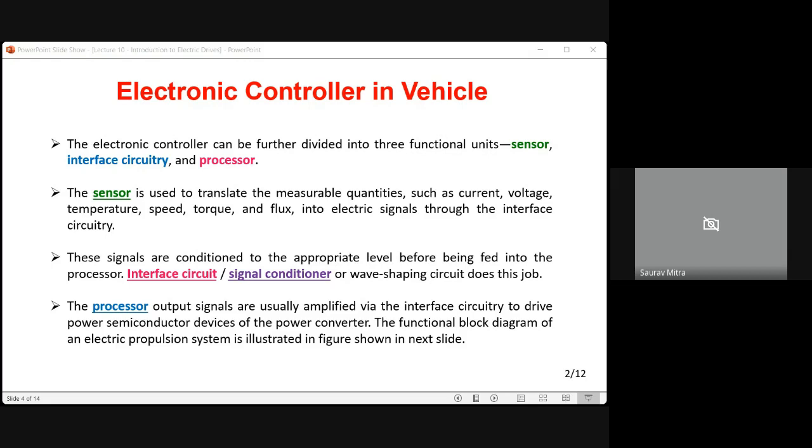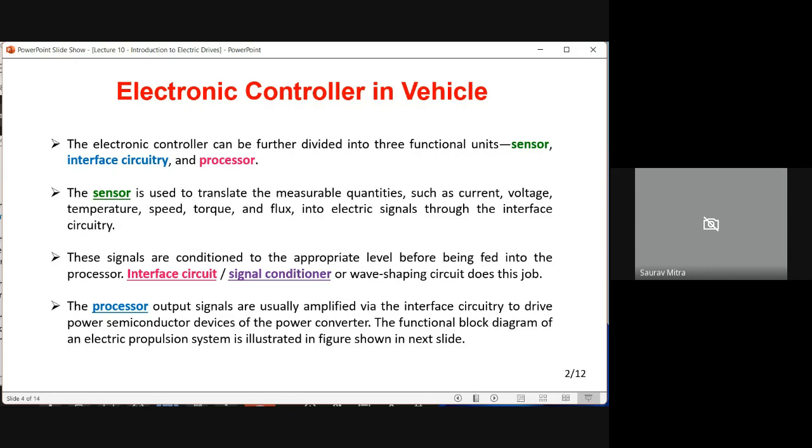And whenever those things are properly done, then the processor comes into the picture. The processor can see all the events happening. That is a very important thing. Processor output signals are usually amplified via the interface circuit to drive the power semiconductor device or power converters.